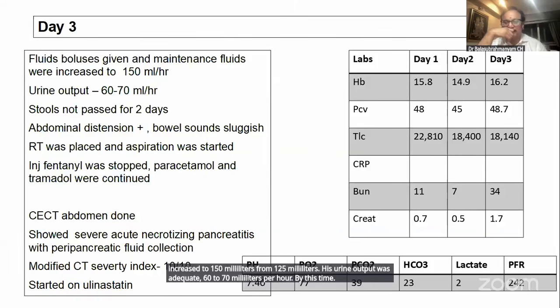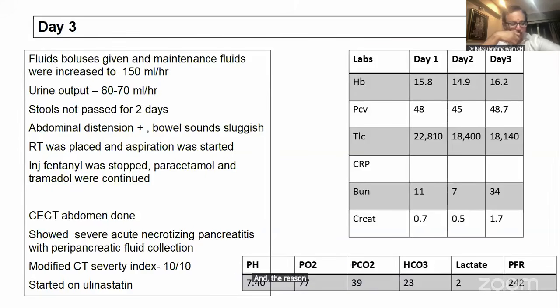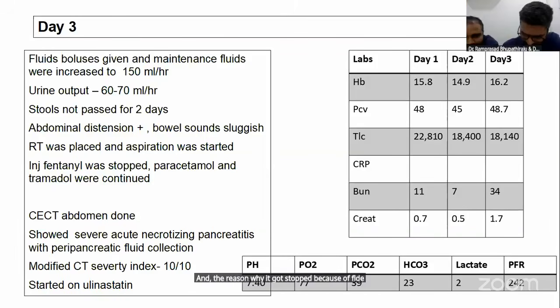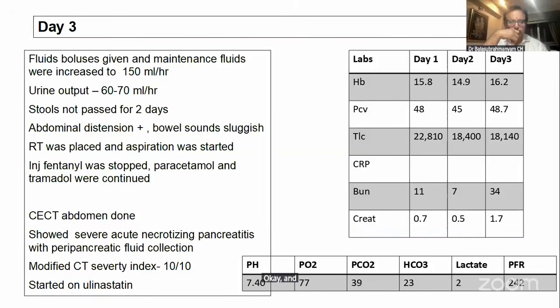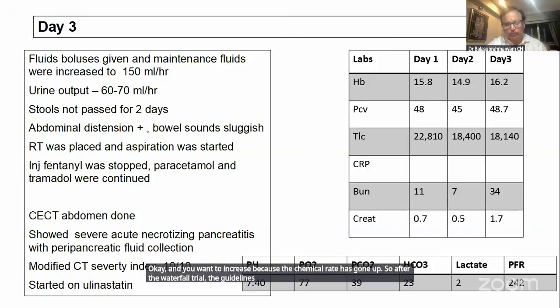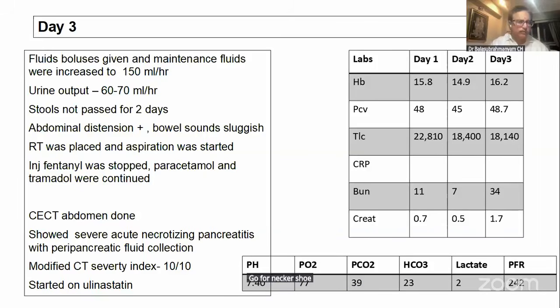Can I stop you here? On the other side, you said he is in positive balance by about 4 liters. Yes, there is an increase in hematocrit, and a couple of slides back, you told us about the WATERFALL trial, and the reason why it got stopped, because of futility to safety, right? Yes. Okay, and you want to increase fluids because the hematocrit has gone up. After the WATERFALL trial, the guidelines have made it clear not to go for a larger volume resuscitation, even if your hematocrit is going up. They said if you are hypotensive, go for aggressive vasopressor usage rather than fluids. So can you tell me your rationale for increasing fluids?